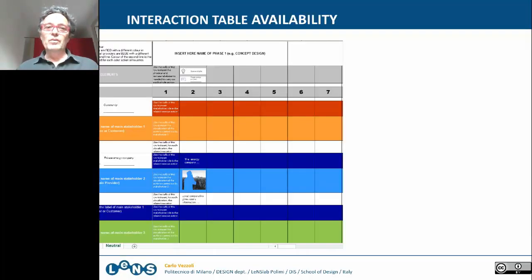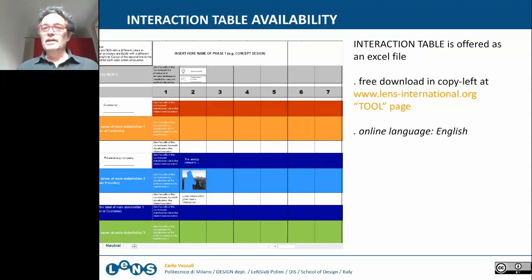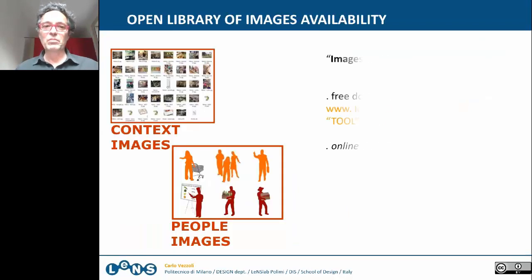So you can actually download the interaction table as an Excel file from the LeNS International platform in the tool page. The version that you find now online is English. And as we said, together with that, you can download even a repository of labels that could be useful for filling and preparing the interaction table.